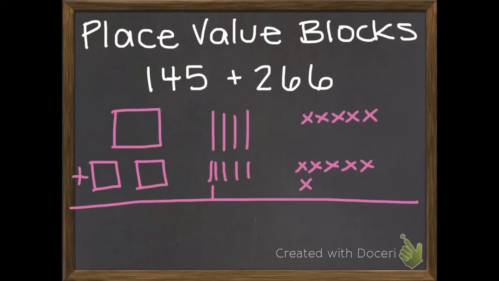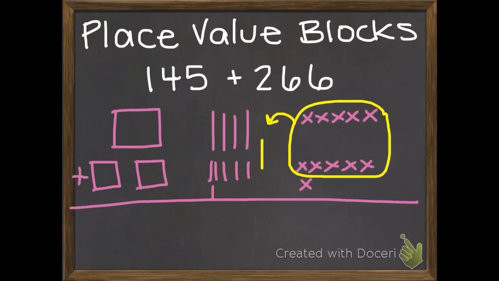But I cannot put 11 in the ones place. I can only have one number in the ones place. So what I'm going to do is group 10 of them together and move them over to the tens place. So now I have an extra 10 over here, and I just have 1 left, so I can put a 1 here. Now it's time to move over to my tens blocks.